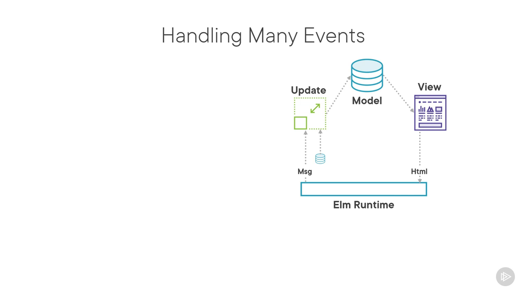As Elm web apps grow and they get more interactive, we run into the question of how to handle many events. Here is the diagram with the model view update pattern. The update function receives various events and has the logic to handle them. For example, clicking a button sends a message. If we add more buttons to the web app, then we need to send more corresponding messages using more variants of a message custom type.